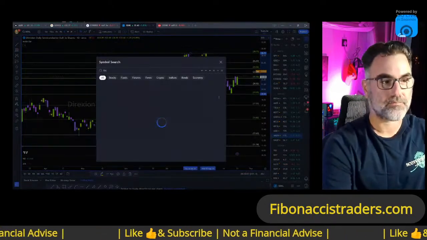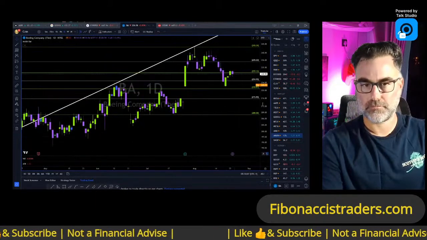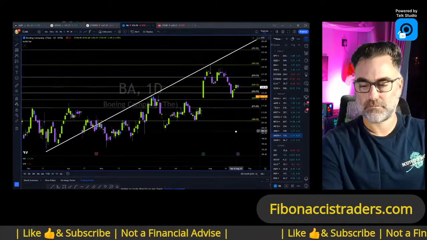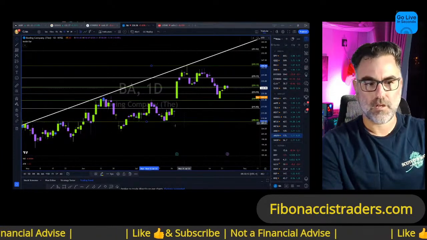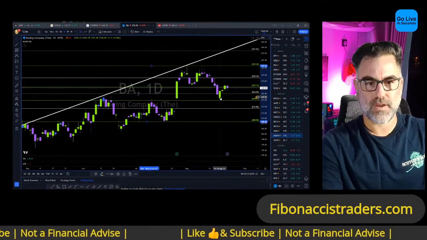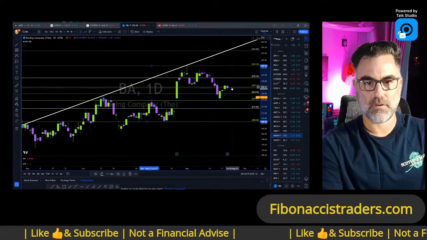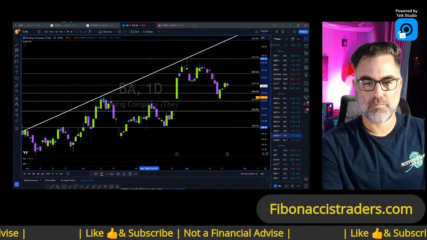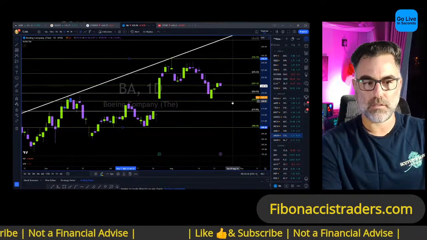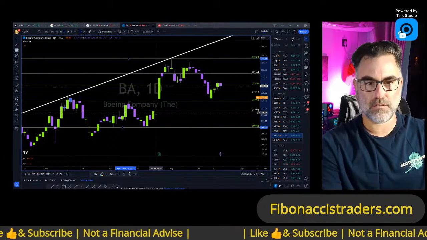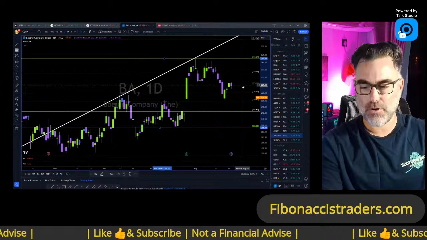BA, Boeing, uptrend, retracement, 618, bounce. Now, looks like pre-market not good. 222 needs to hold, otherwise this gap will get filled. Long continuation, only a weekly close above 230.